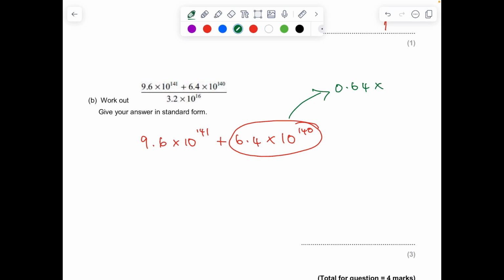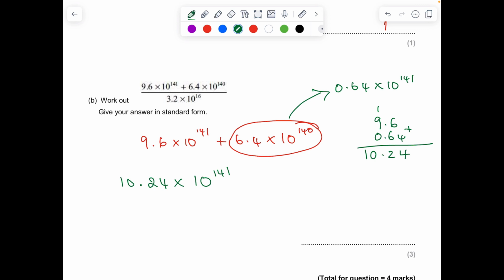so that it becomes 0.64 times 10 to the power of 141, okay? And then I just have to do 9.6 plus, so I'm adding 0.64. And so 0 plus 4 gives me 4. 6 plus 6 is 12. Add the 1, so 10.24. Okay? Now this is not in standard form yet, so just bear with me. 10.24 times 10 to the power of 141.